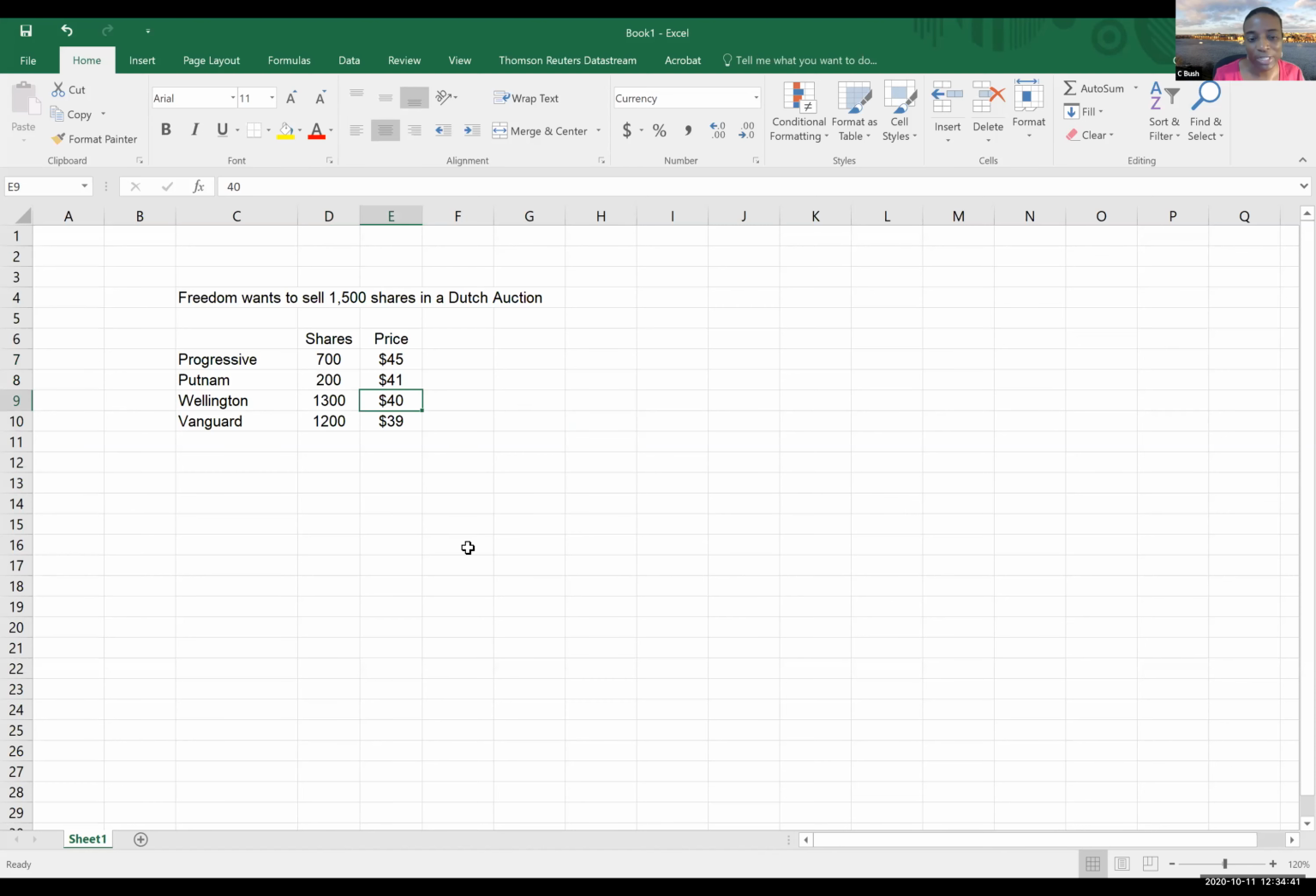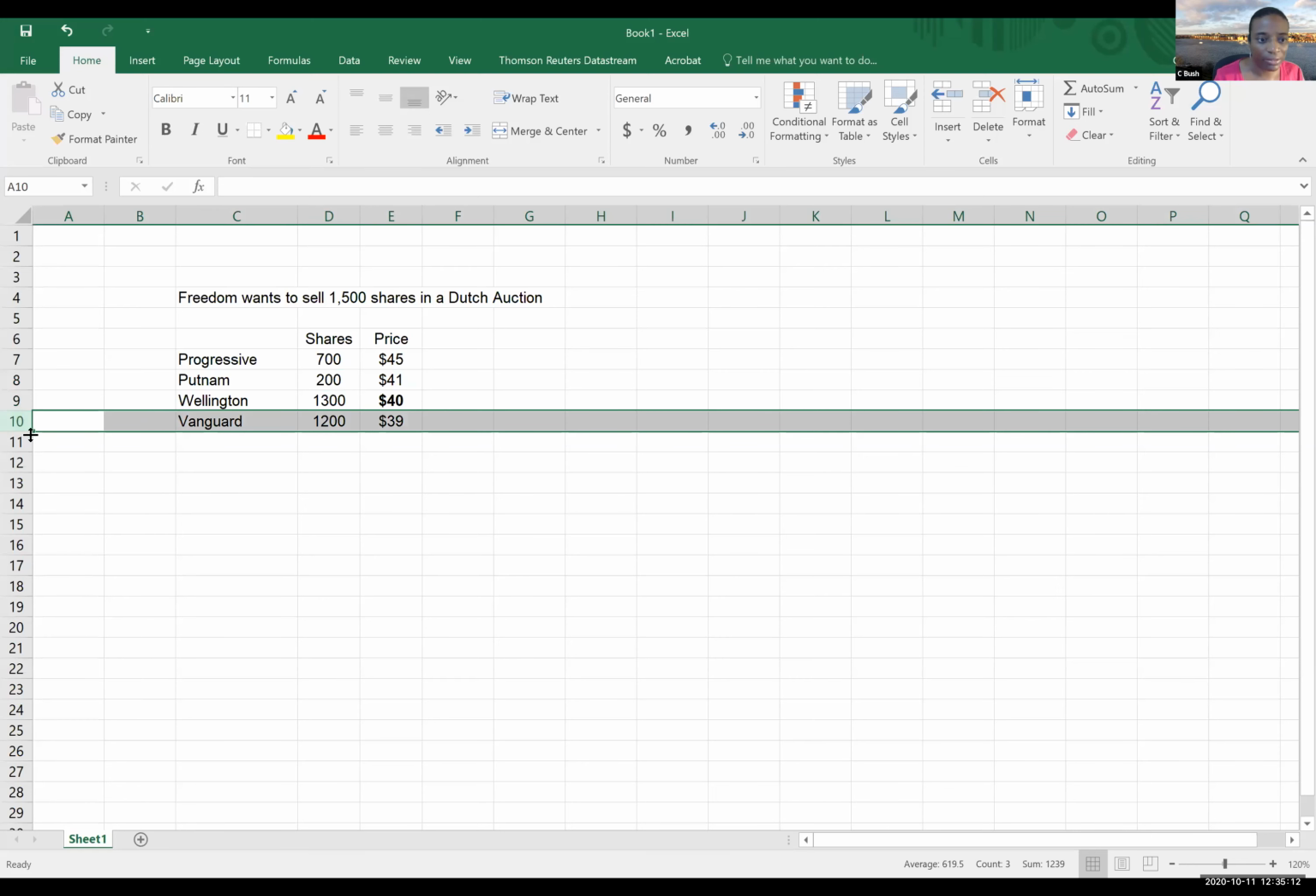So now they have to go down to $40 a share. At $40 a share, they can sell 1,300 to Wellington. But don't forget about Putnam and Progressive. Putnam would also be willing to buy 200 shares because they're willing to buy them at $41 or less. And Progressive would be willing to buy 700 shares because they're willing to pay $45 or less. So our winning price is $40 a share.